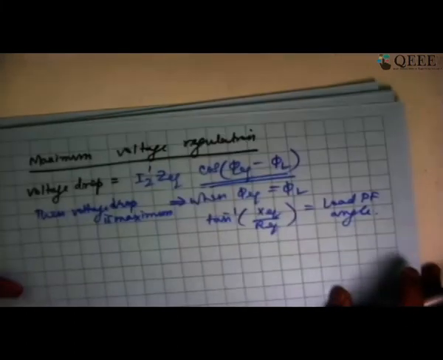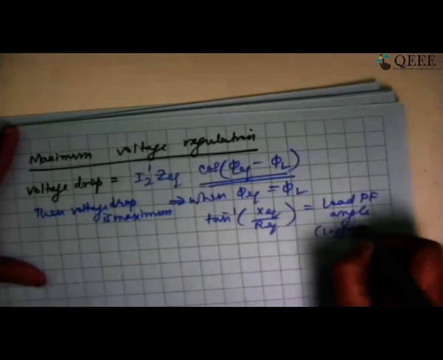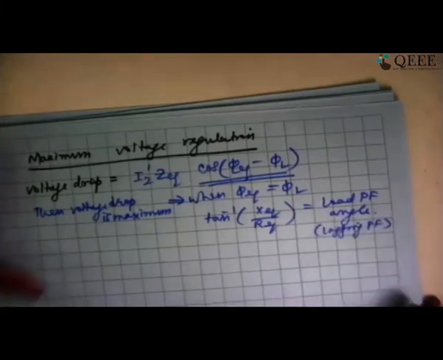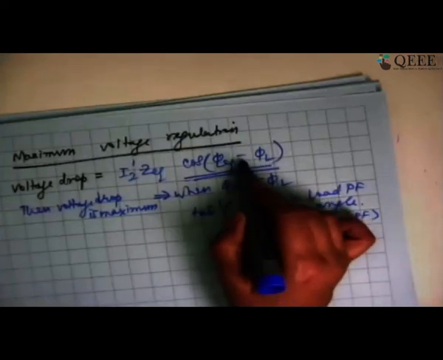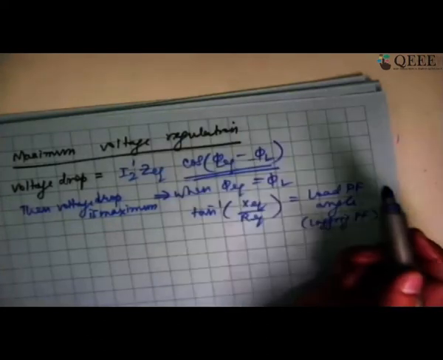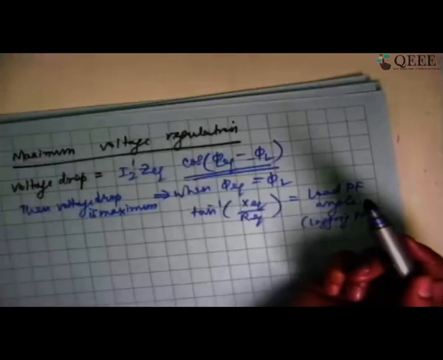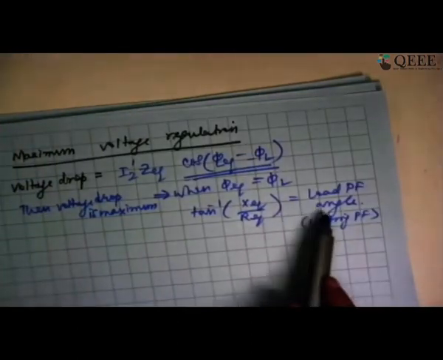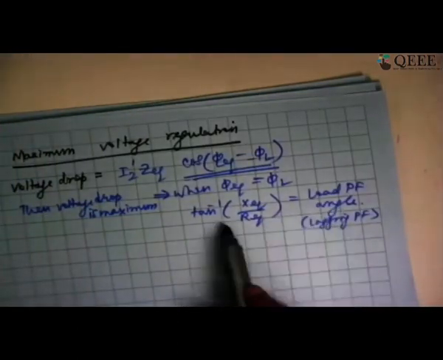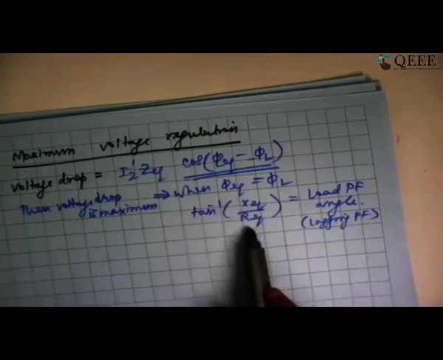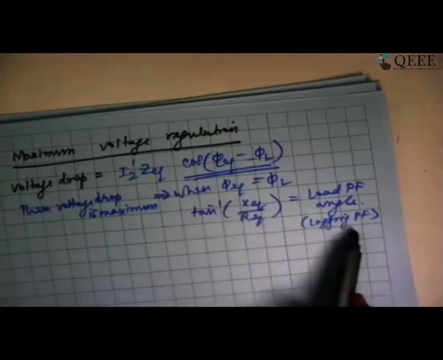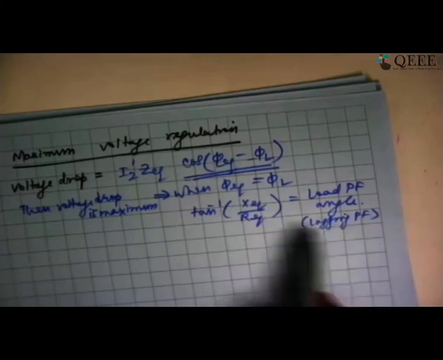That is when you are going to get it under lagging power factor. Only when lagging power factor is happening do we have phi equivalent minus phi L. Otherwise, we will have phi equivalent plus phi L, so the entire sign will change. So load power factor angle equal to tan inverse of X equivalent by R equivalent, during the lagging power factor condition, is when maximum voltage regulation occurs.